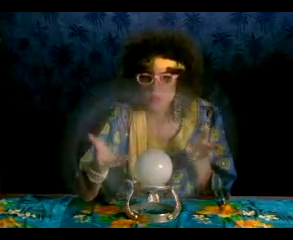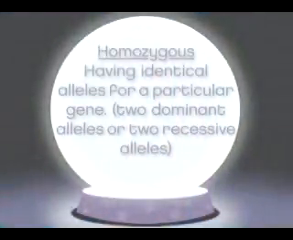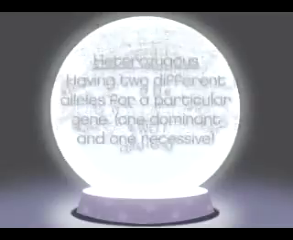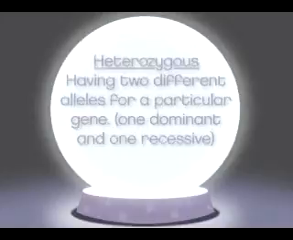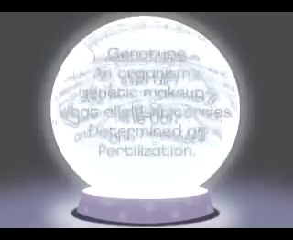But here's some vocabulary to help you along. Homozygous refers to an organism having identical alleles for a particular gene. That is, 2 dominant alleles or 2 recessive alleles. Heterozygous refers to an organism having 2 different alleles for a particular gene. That is, 1 dominant and 1 recessive allele.